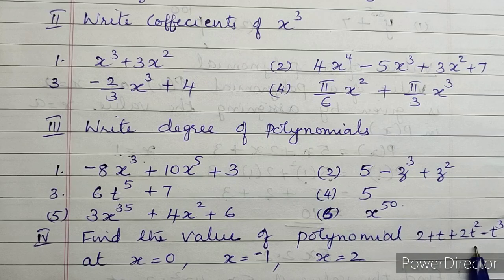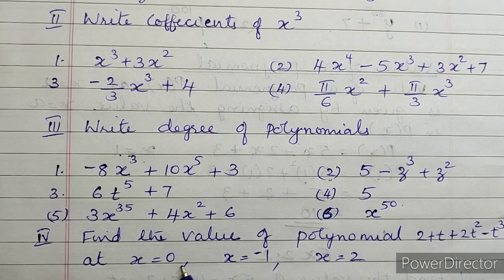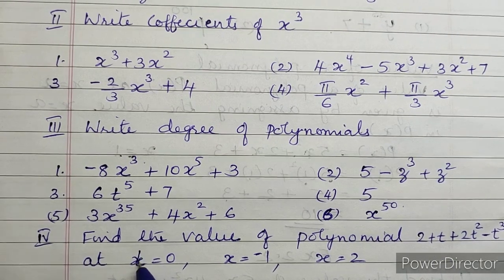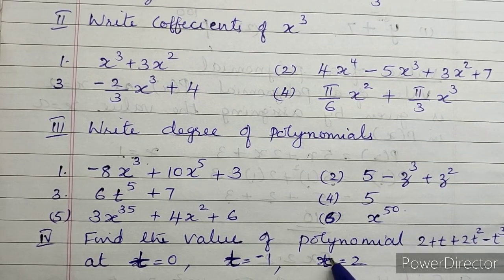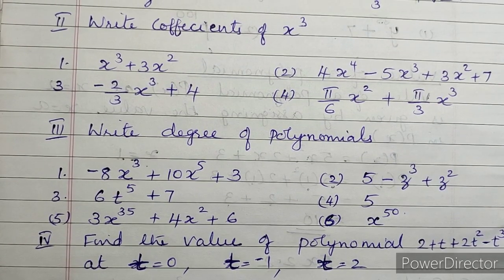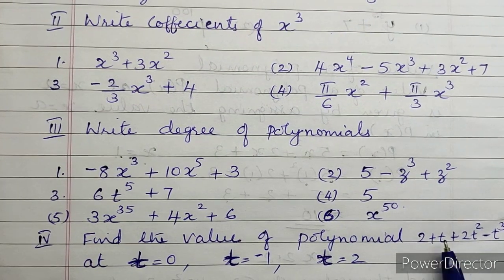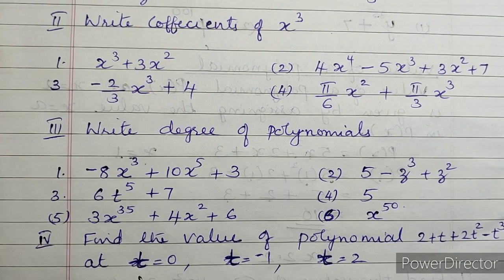Fourth main, find the value of the polynomial 2 plus t plus 2t square minus t cube at t equals 0. So p of 0 you have to find, wherever, not x, it is t. t equals 0, t equals minus 1 and t equals 2. So wherever t comes, you have to put 0 here. So you will get p of 0. P of minus 1, wherever t comes you have to put minus 1, and t equals 2 means p of 2, wherever t comes you have to put it as 2.